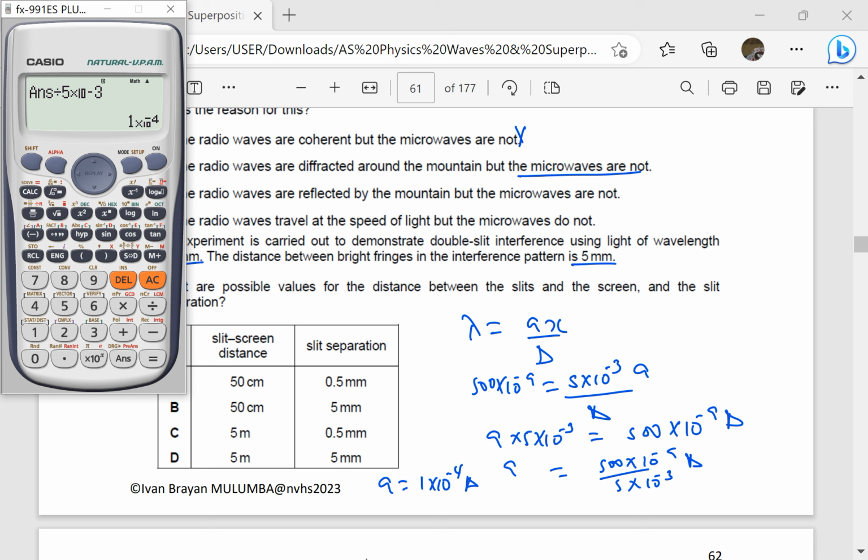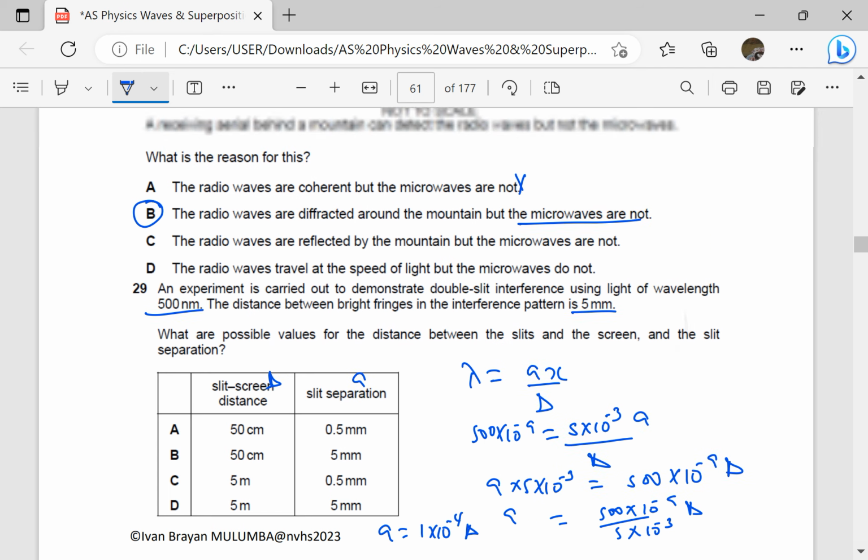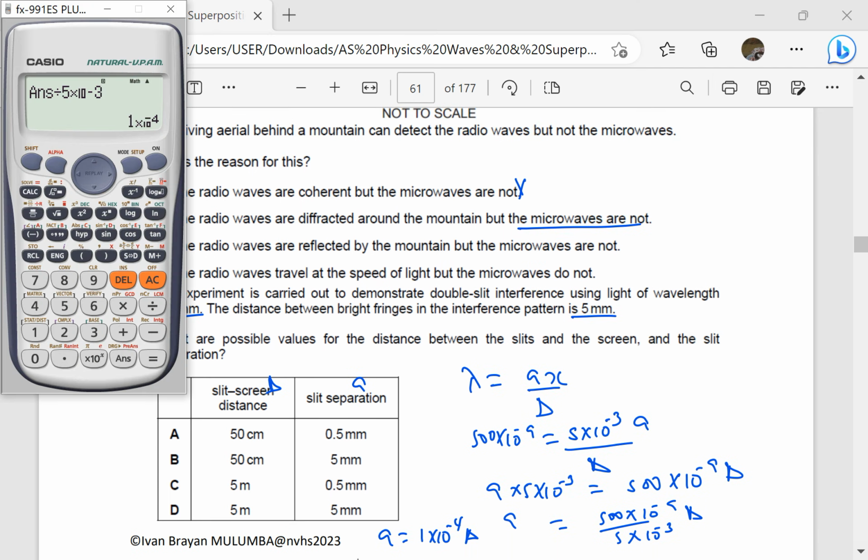Okay, so let's check. Slit screen distance, this is D and this is a, slit separation. So let's compare. In other words, when we divide a by D, we should get 1 times 10 power negative 4. So let's just check that. A divided by D, what do we get?